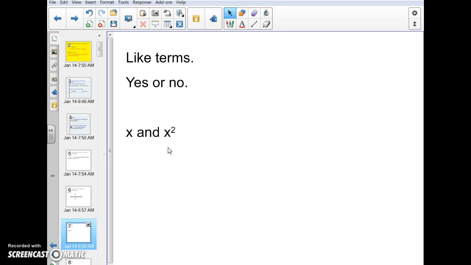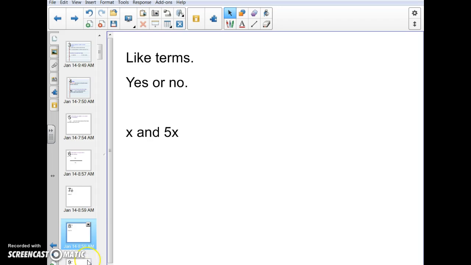Alright, so I'm hoping you guys copied it down, had some time to think about it. The answer for this one is no. They are not like terms. The reason for that is, yes, they have the same base, same variable, but this one's power of 2, this one's power of 1. They're not the same power.